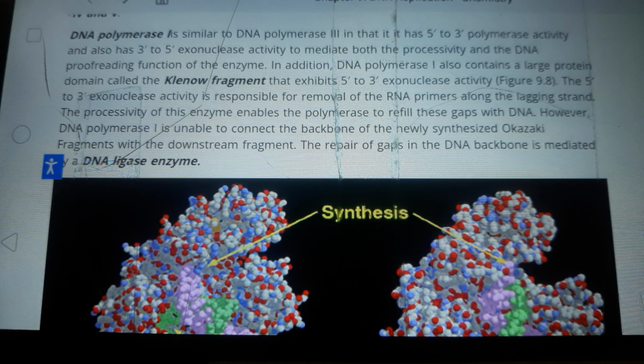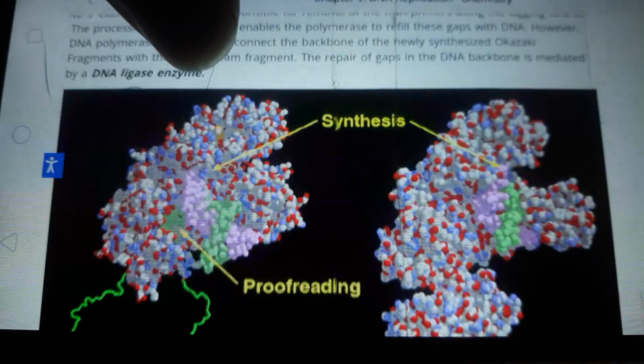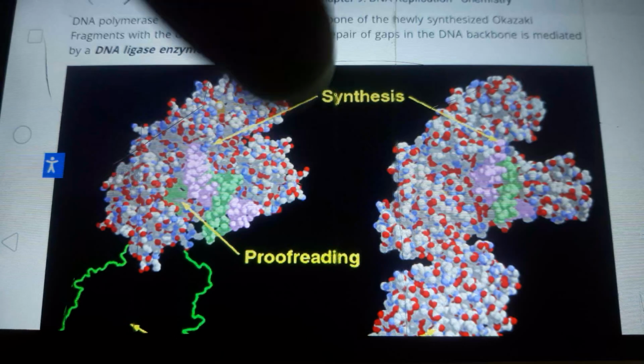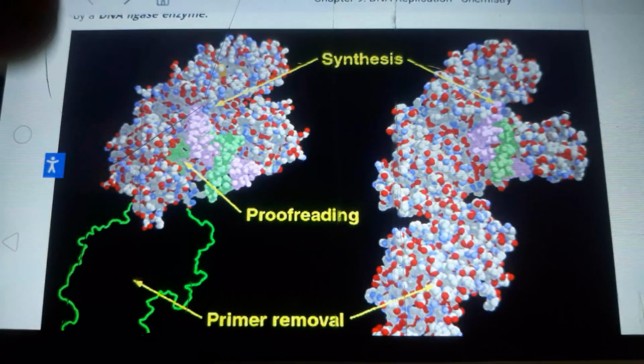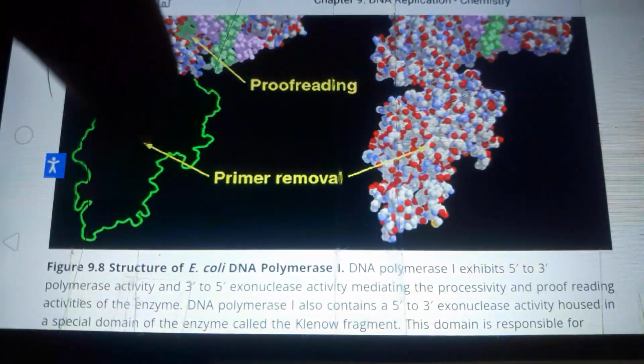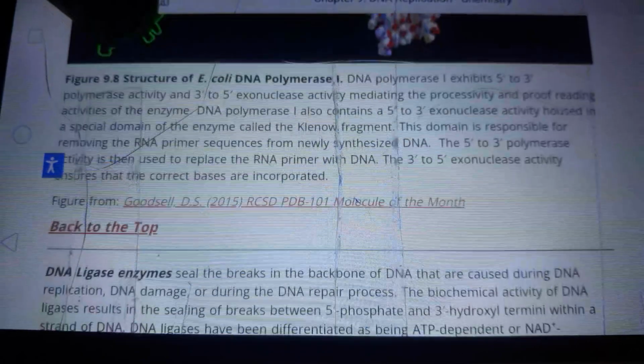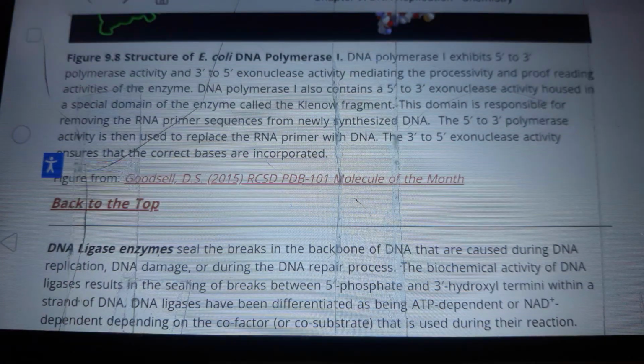However, DNA polymerase is unable to connect with the backbone of the newly synthesized Okazaki fragments with the downstream fragment. The repair of gaps in the DNA backbone is mediated by a DNA ligase enzyme. This is the diagram of synthesis, proofreading, and primer removal. Here, the structure of the E. coli DNA polymerase 1 is shown in the figure.